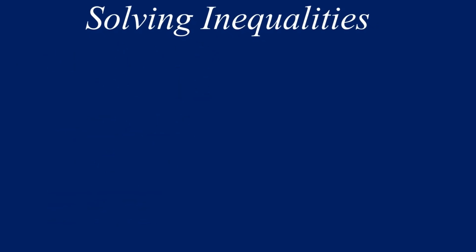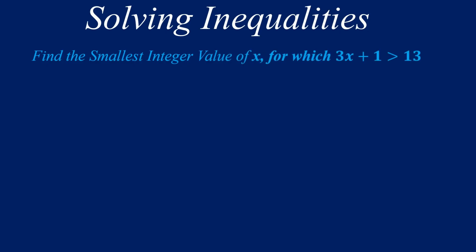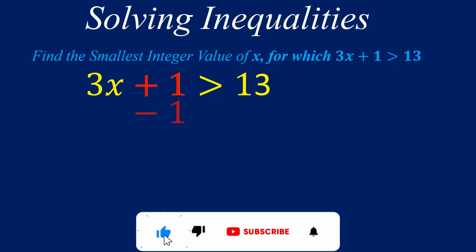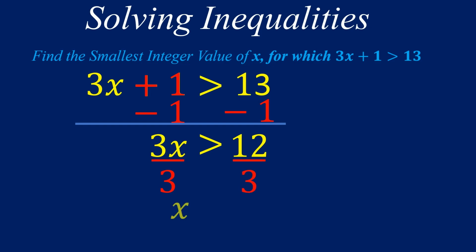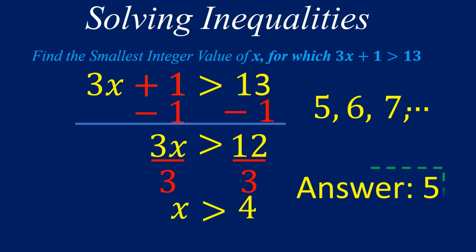Sometimes, we are asked worded questions like this. Find the smallest integer value of x for which 3x plus 1 is greater than 13. First, we solve the inequality. Subtract 1 from both sides to get 3x is greater than 12. Then divide both sides by 3 to get x is greater than 4. An integer is a whole number. The integers greater than 4 are 5, 6, 7, and so on. The smallest of these is 5, so the answer is 5.